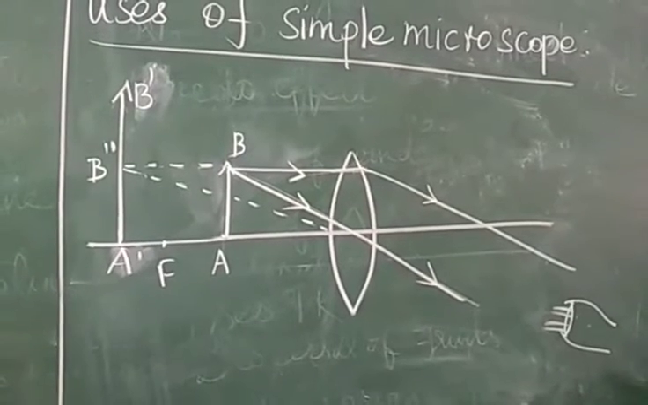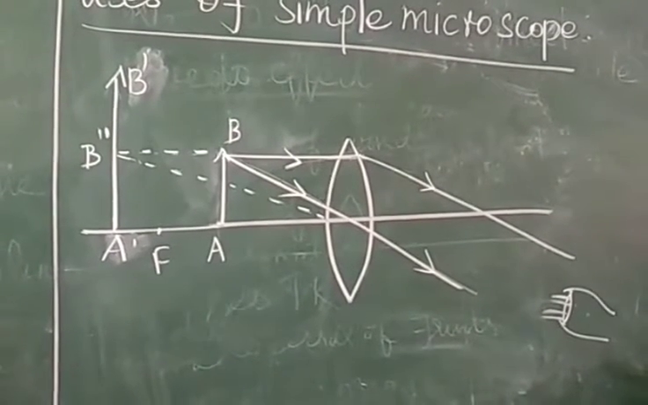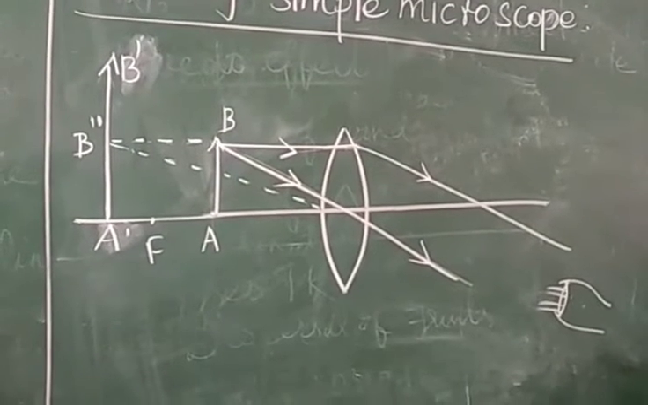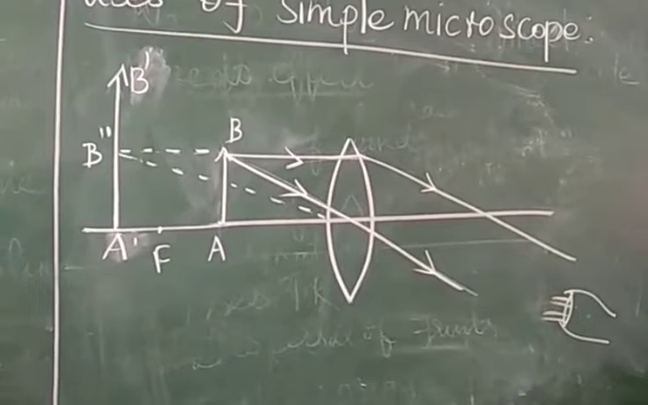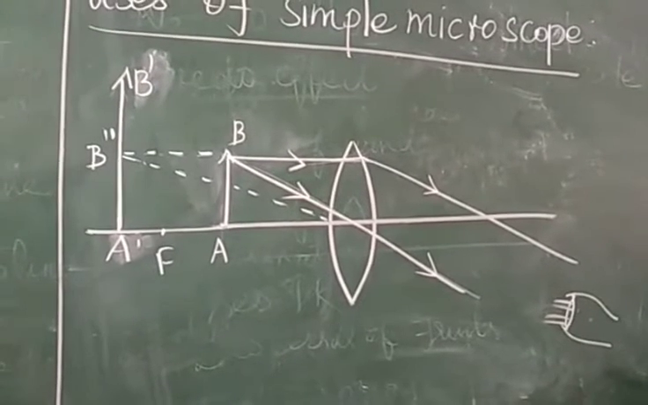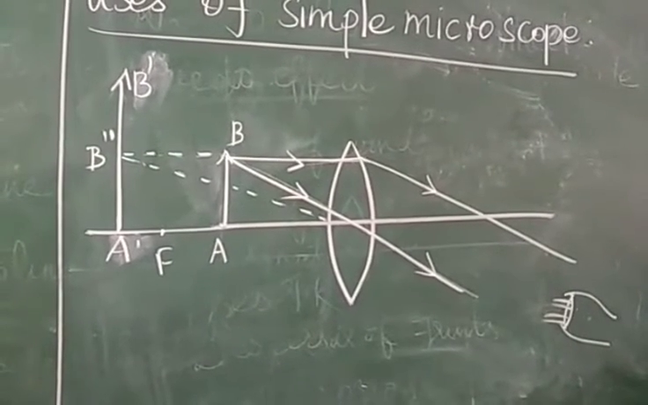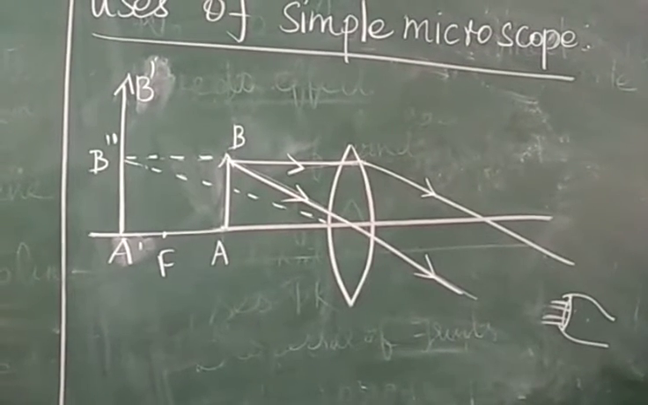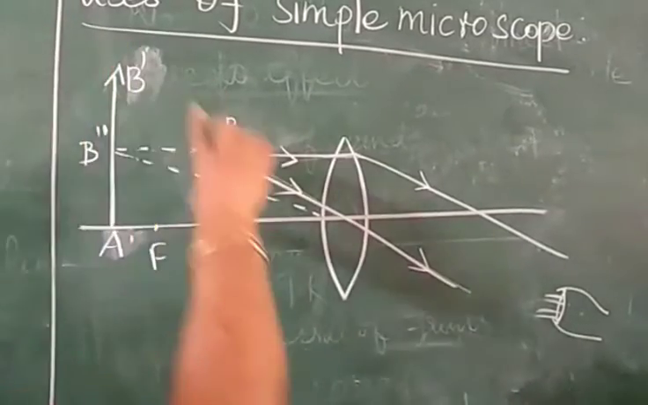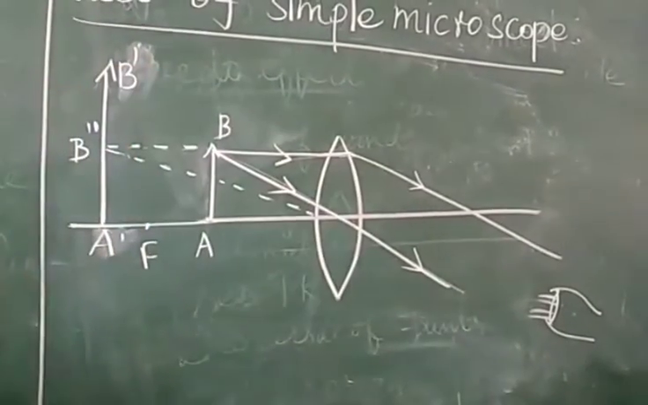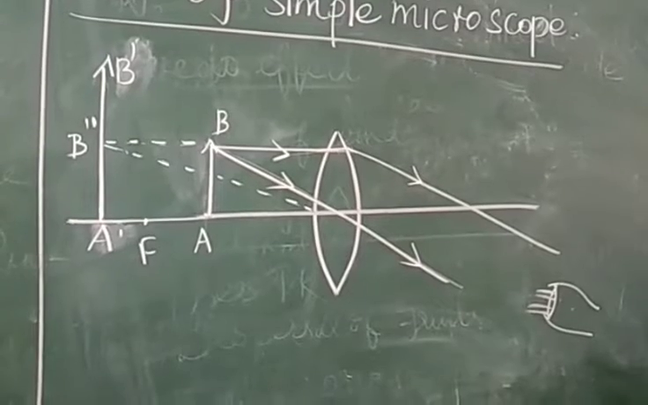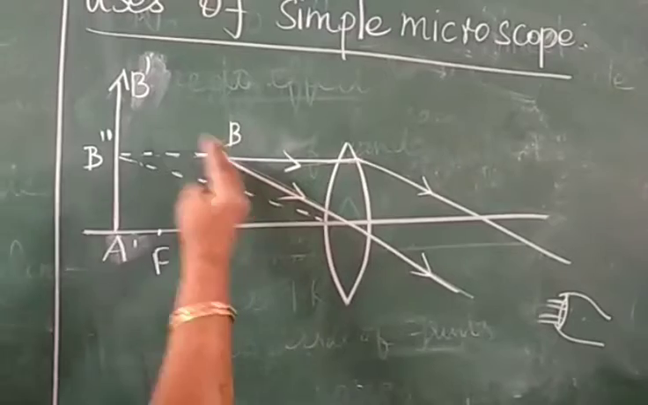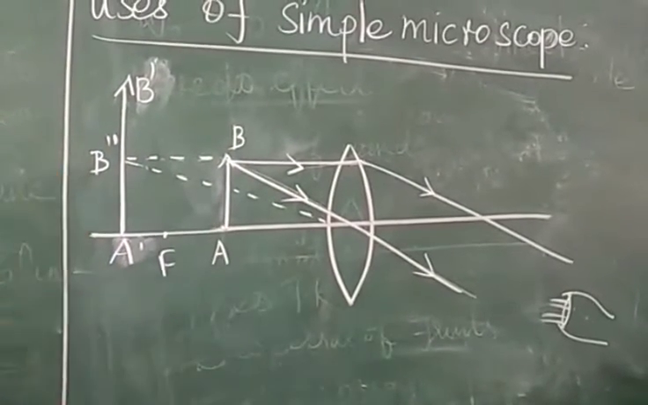As per the question, the convex lens produces an erect, meaning straight, virtual image, which cannot be caught on the screen, and enlarged, meaning magnified. So we get an erect, virtual and enlarged image, A dash B dash. AB is the object, A dash B dash is the image. The image is formed on the same side as the object. We keep the object on one side, and the image we also get on the same side.